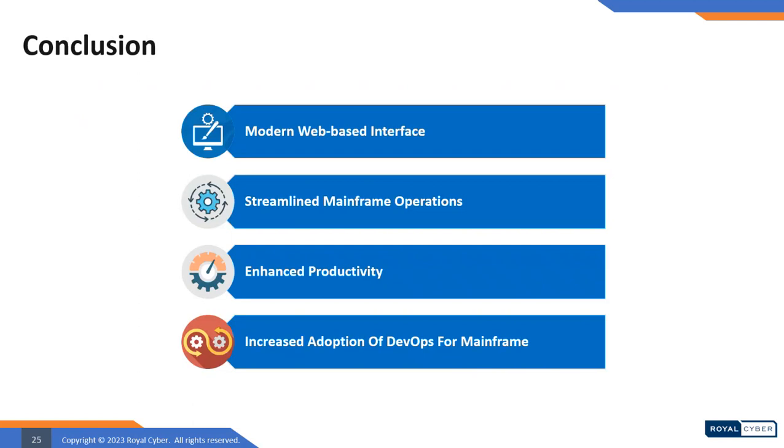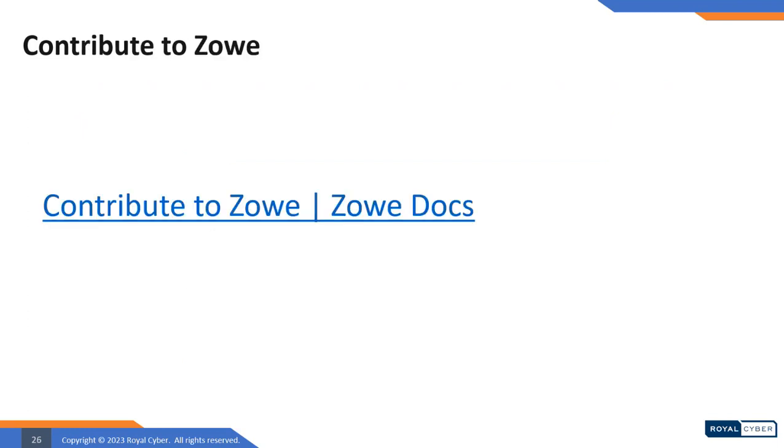To conclude, as we discussed, Zowe is supporting your mainframe modernization in a very effective way. It has modern web-based interfaces and streamlined mainframe operations, and it enhances productivity, as many things can be done in a simple way. It reduces your time and effort, and it is also giving you increased adoption for DevOps. So Zowe is supporting and maximizing efficiency with mainframe modernization and integration.